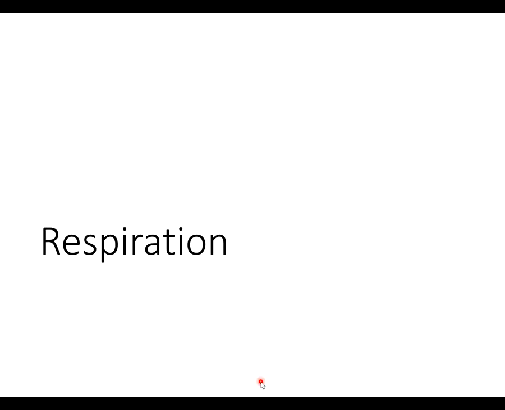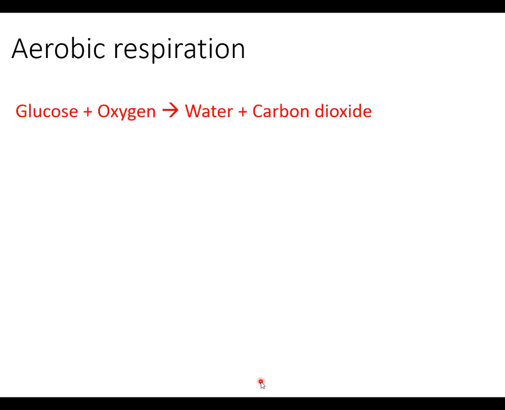So now we're going to have a look at the second part of chapter 4, and that's a bit about respiration. Now, the first thing that we need to know about respiration is that there are 2 types, aerobic and anaerobic. Aerobic, this is the equation that we need to know for aerobic respiration. Glucose plus oxygen gives water plus carbon dioxide. It is exactly the opposite of the photosynthesis equation.